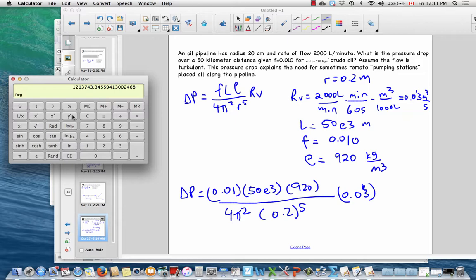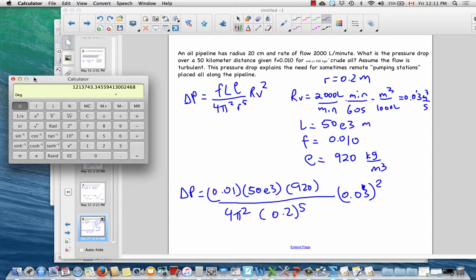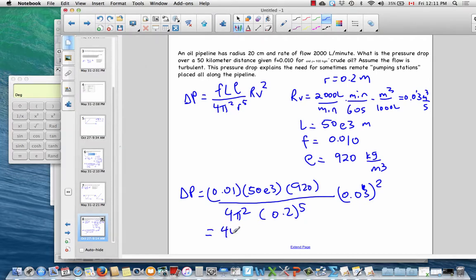Oh, sorry. Yes, I made a mistake up here. That's why I'm not getting the right answer, because yes, it varies with that square, doesn't it? So we have to multiply by 0.03 again. Times 0.03. And now we get the expected answer of 40,000 pascals, 40 kilopascals.